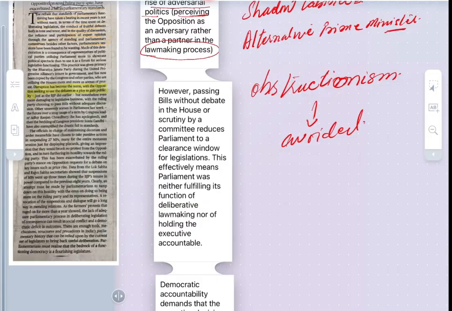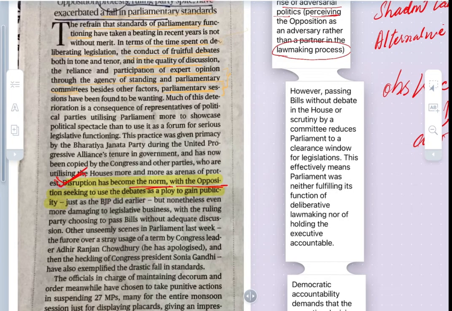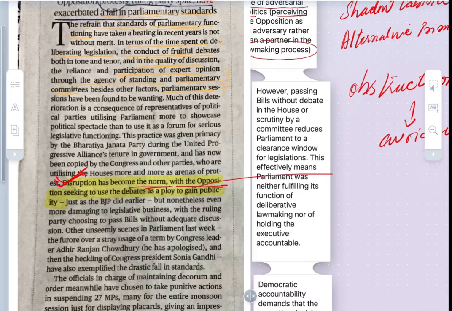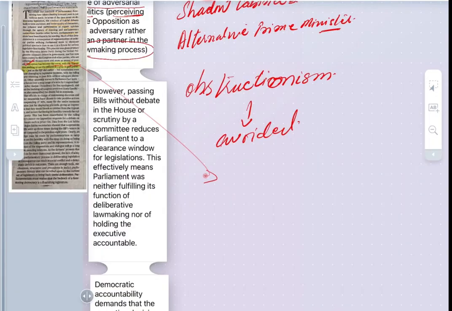As it has been written over here, disruption has become the norm, with the opposition seeking to use the debate as a ploy to gain publicity. So we must understand this point, that disruption is a weapon which should be used in the rarest of the rare cases. When there is an issue that could cause embarrassment to the government, opposition parties are pressing for a debate under a particular rule and are not allowed to do so.